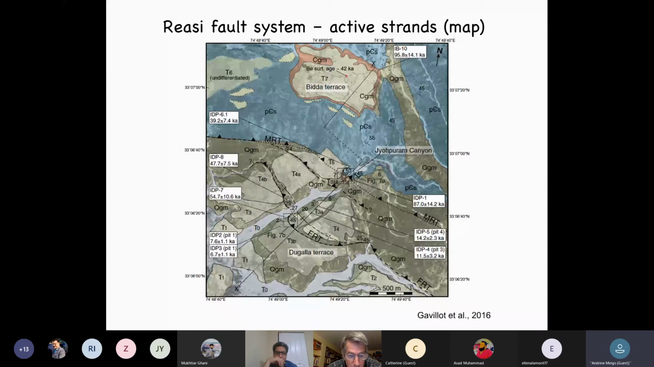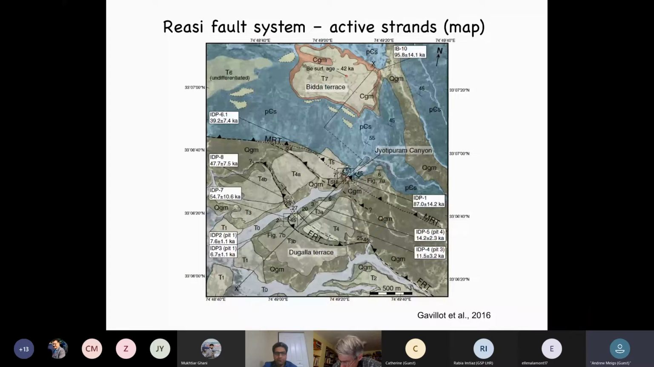The Riasi thrust is mapped regionally as separating the Precambrian Surban limestone, which I'm pretty sure is the age equivalent of the Muzaffarabad limestone in Pakistan, with respect to deformed Shawalik rocks, which are not differentiated on the map, and terrace deposits. And the Riasi fault near the town of Riasi itself consists of two strands: the main Riasi thrust, which is the one placing the carbonate against the Shawalik or other surficial deposits, and the frontal Riasi thrust, which is a splay off of that structure.